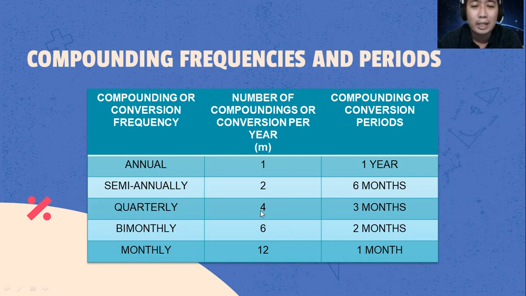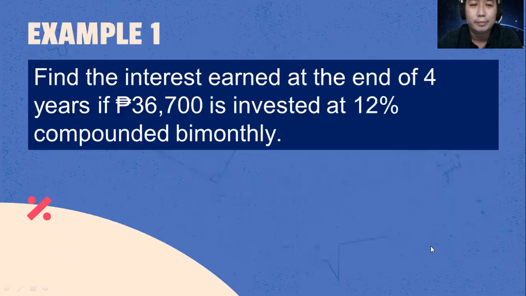For quarterly, there are 4 compoundings or conversions per year. That means you will be paying every 3 months. Then bi-monthly means 6 compoundings or conversions per year. That means you are going to pay every 2 months. Then monthly means 12. Then you are going to pay every 1 month. Those could be the compounding or conversion periods.